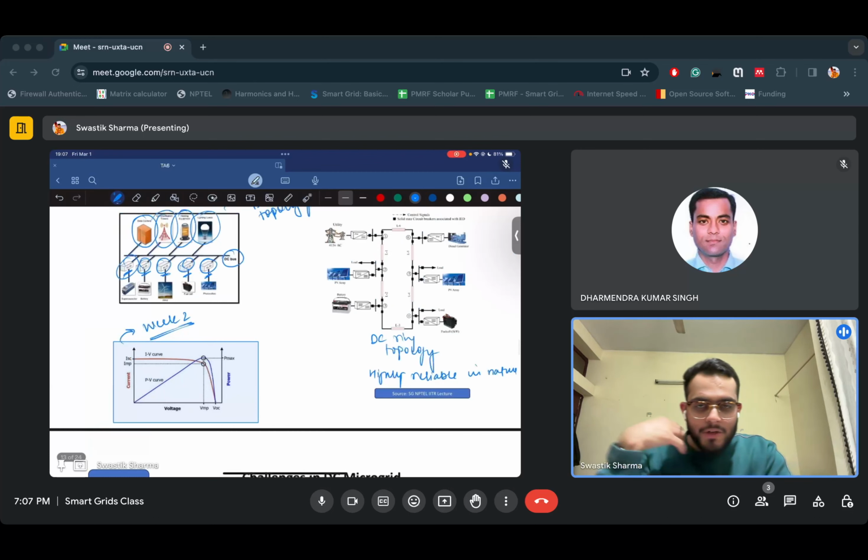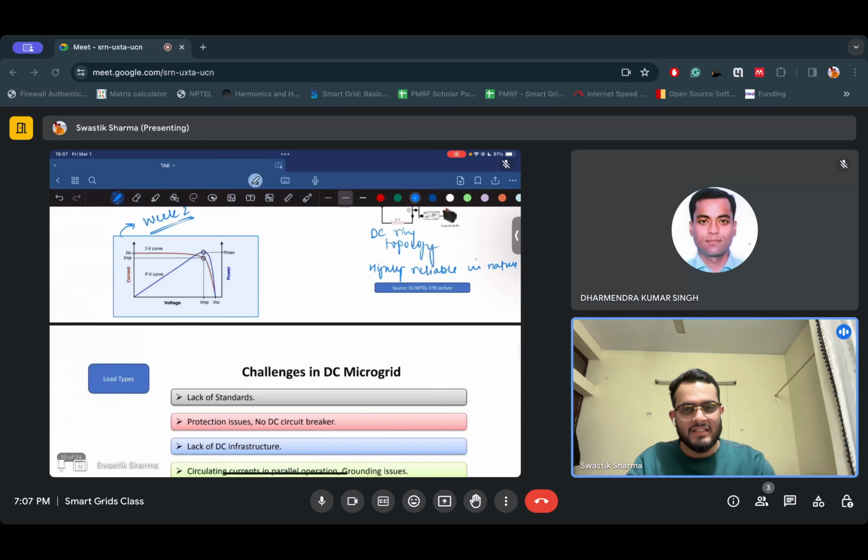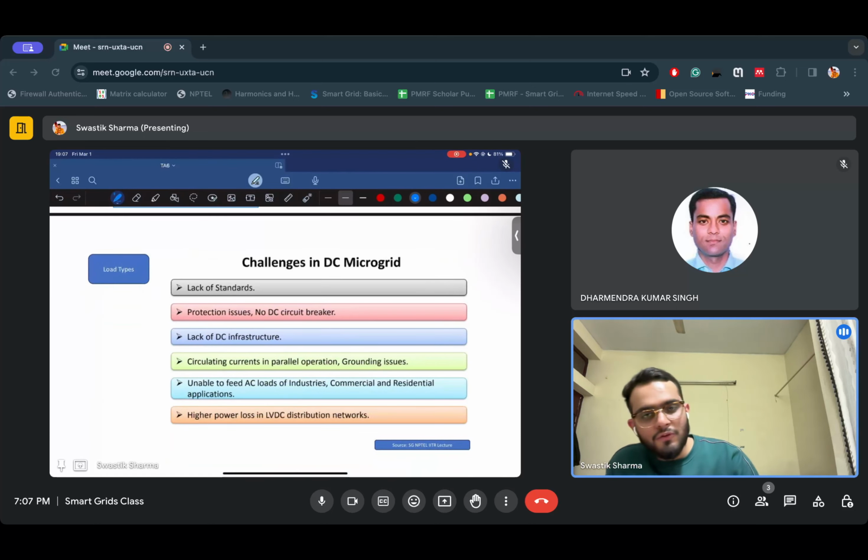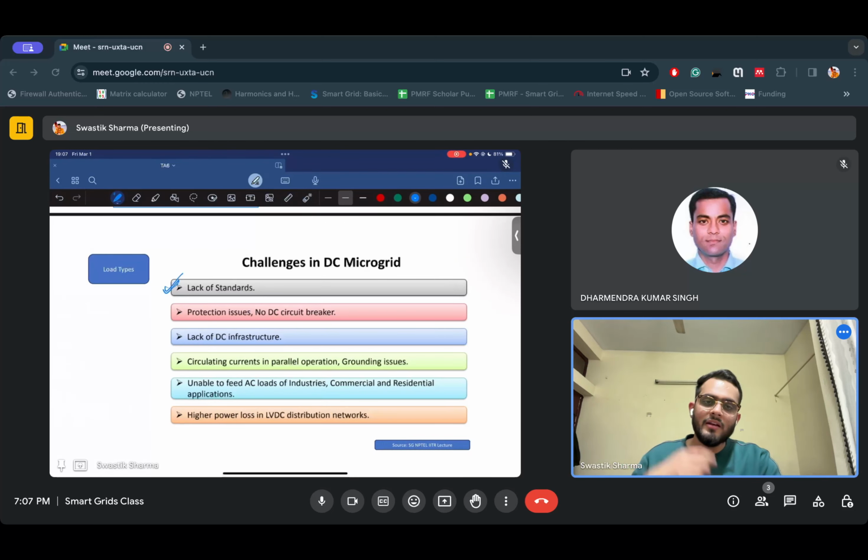Okay, now I told you about the importance and the advantages of DC, but there are some impracticalities or challenges faced by DC microgrids as well. First of all, IEEE or other IEC institutions don't have many standards for DC microgrids, because we are still more majorly dependent on AC based resources. Third, we have protection issues because we don't have DC kind of circuit breakers. There is a lack of DC infrastructure because all of our infrastructure is based on AC transmission. Circulating currents in parallel operation and grounding issues are some things that are present in DC.